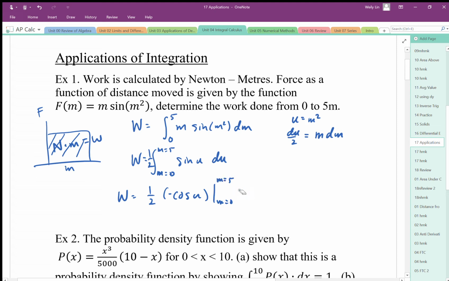I can change it back into the original variable. So it's going to be cosine of meters squared, from 0 to 5. Plugging that in, I get negative 1/2 times cos 25, I'm not sure what that is, minus cos 0, which is 1. So this is the work done as a function of distance traveled.